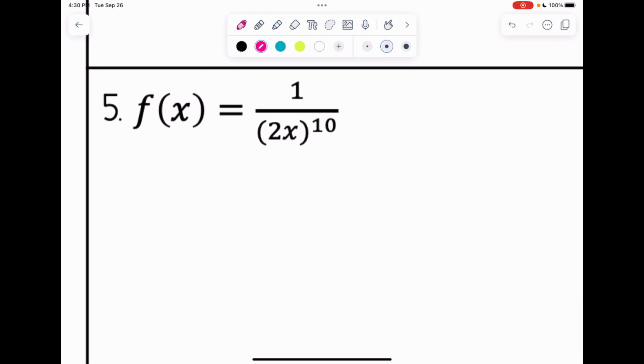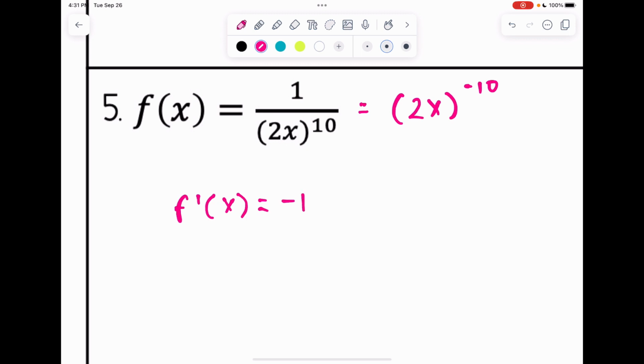All right, for number 5, I am going to just rewrite this as 2x to the negative 10th. That way I'm looking at this as a negative exponent rather than a denominator. When I take the derivative of the outside, it reminds me of a previous question we've seen already in this video. We're going to bring the exponent down, subtract 1 from it. Notice that's going to be negative 11. We're subtracting 1 times the derivative of the inside, which is 2.